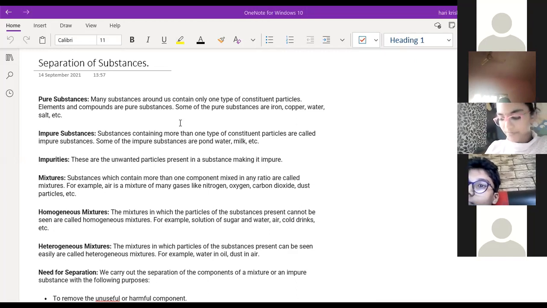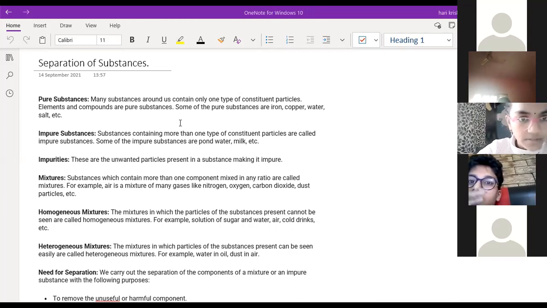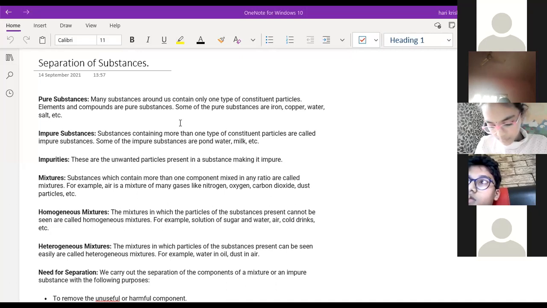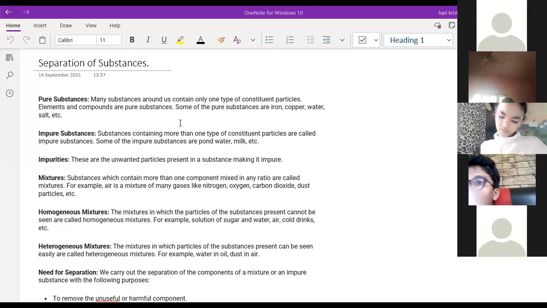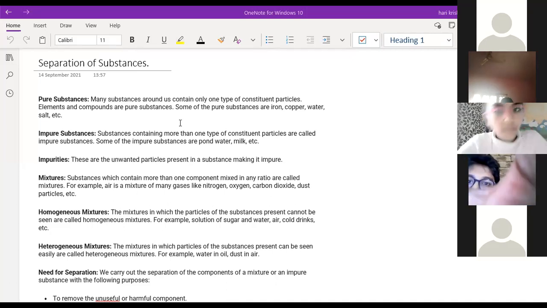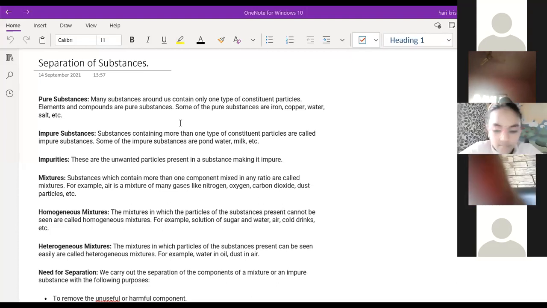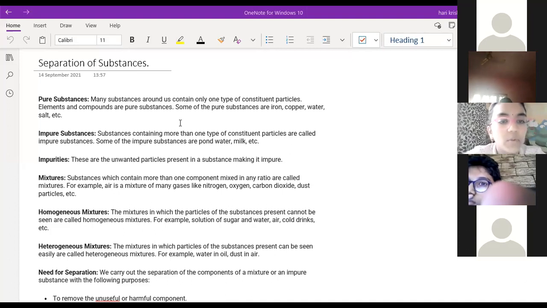Then what is the meaning of impure substance? Along with the pure substance, some unwanted materials are there. Those are called an impure substance. Or we can say a substance containing more than one type of particles is called an impure substance.